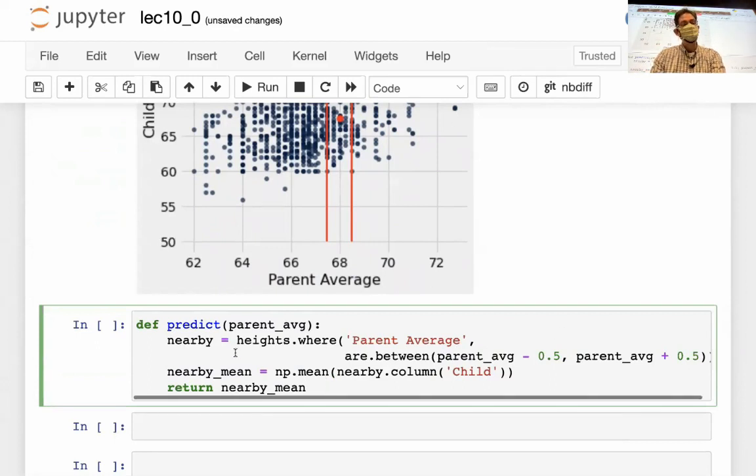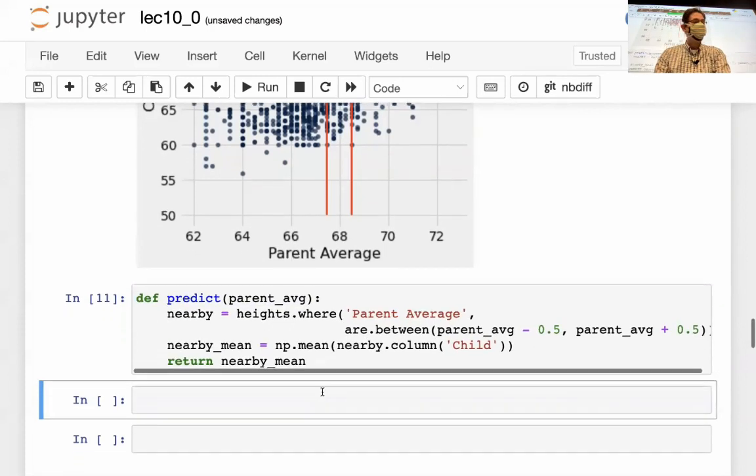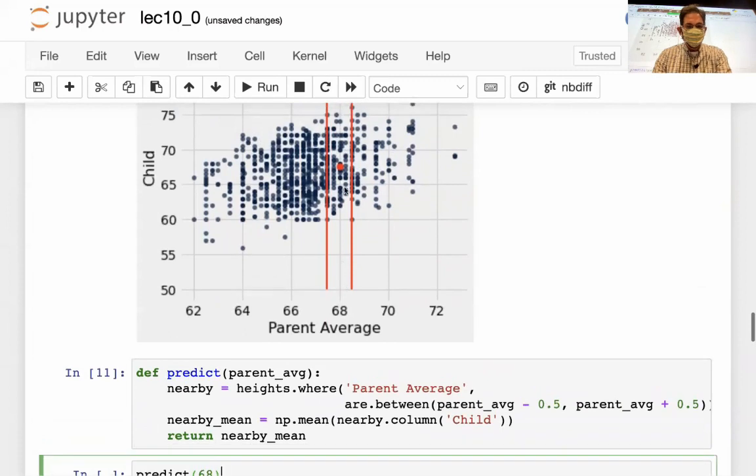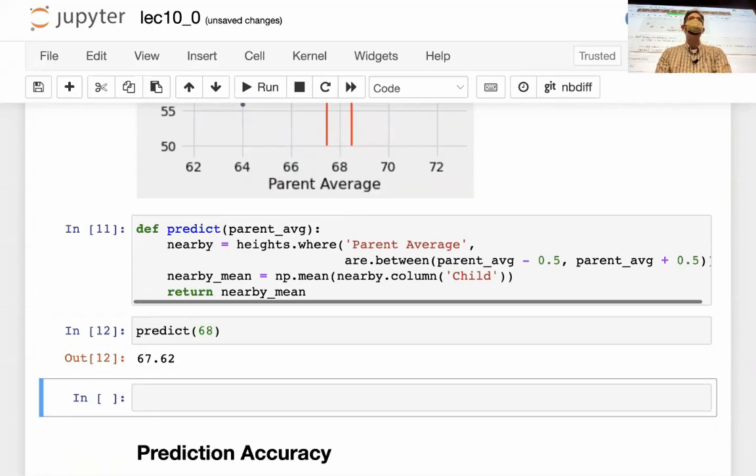So I did it this way to show you that this is a very common way of defining a function. It's just to get it working for an example and then try to generalize to new examples where we take in some unknown, some variable, and we perform the same arithmetic that we did before. And now when we call predict on 68, we should get this average height, which I think is about 67.62.